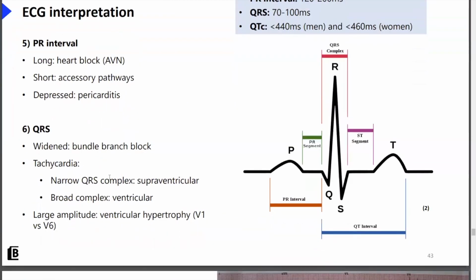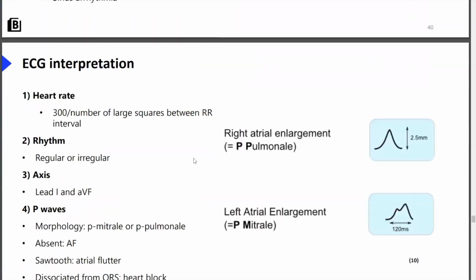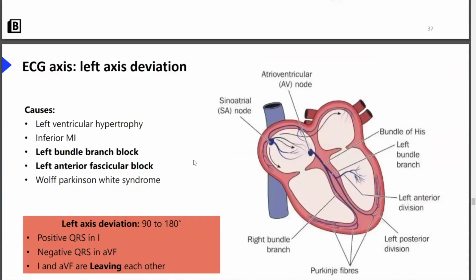Fine, we've done P wave, we've done PR interval. QRS, if it's widened, that suggests bundle branch block. Why is the QRS widened in bundle branch block? Well, allow me to explain, unless someone can explain it better than I can in the chat.